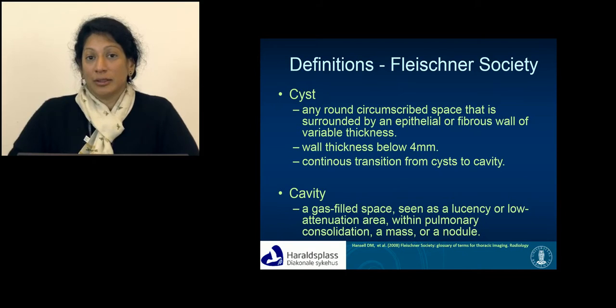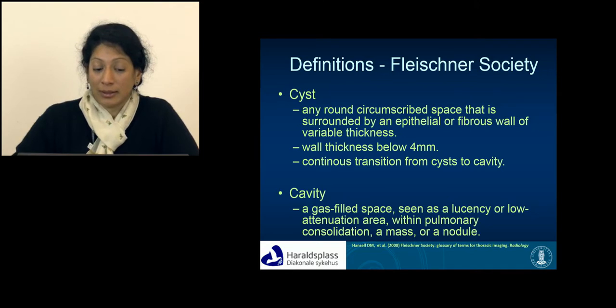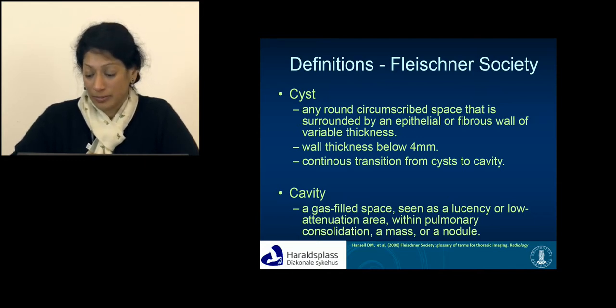So before we start, we have to remind ourselves about the definitions of the Fleischner Society. The cyst is any rounded circumscribed space that is surrounded by a wall of variable thickness, and the wall thickness of a cyst is always below 4 millimeters. And there's a continuous transition between cysts and cavities. A cavity is a gas-filled space, which is seen as a lucency or low attenuation area within a consolidation, a mass, or a nodule.